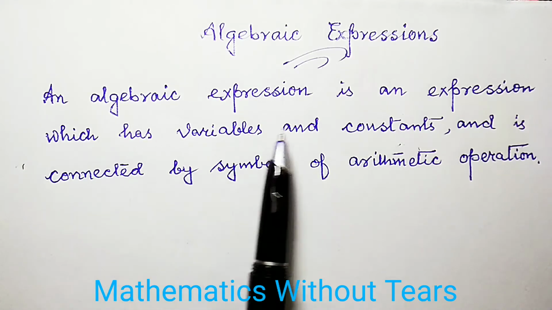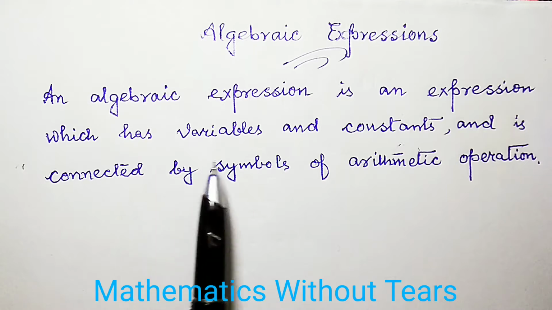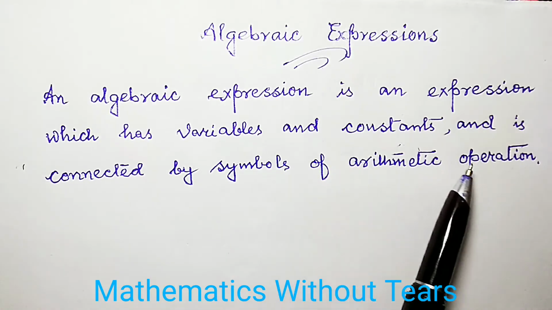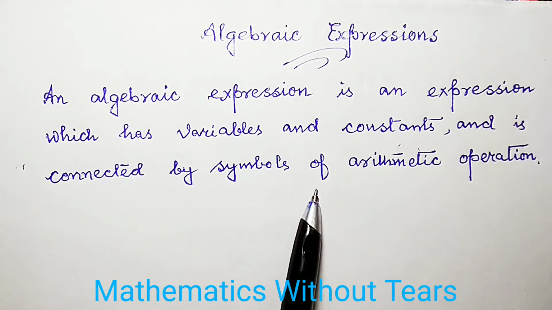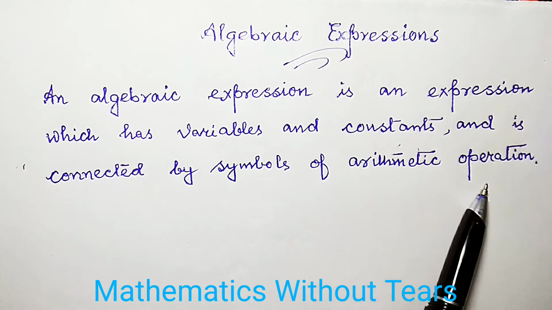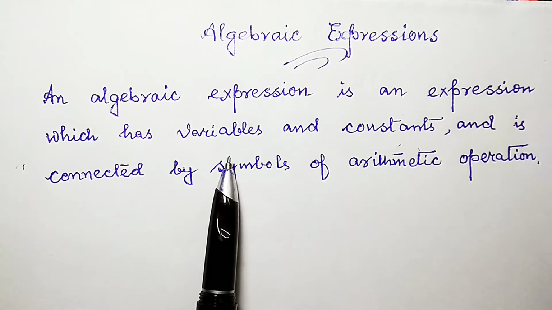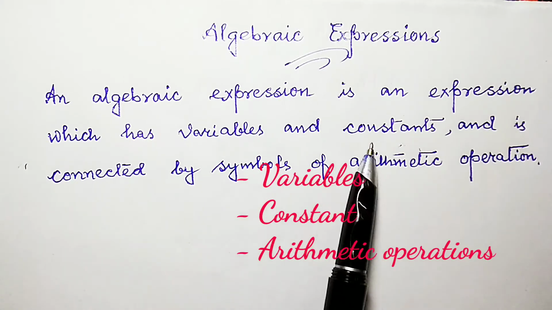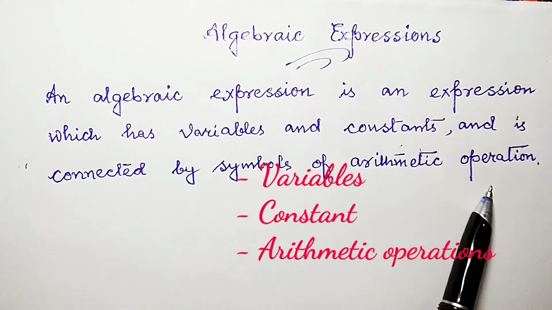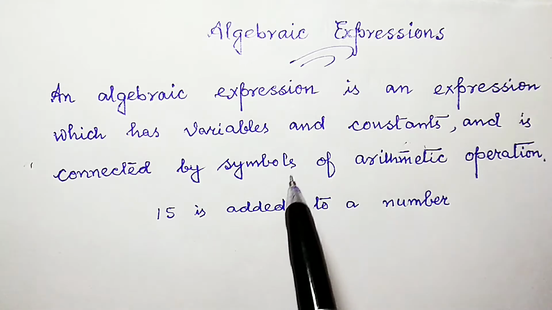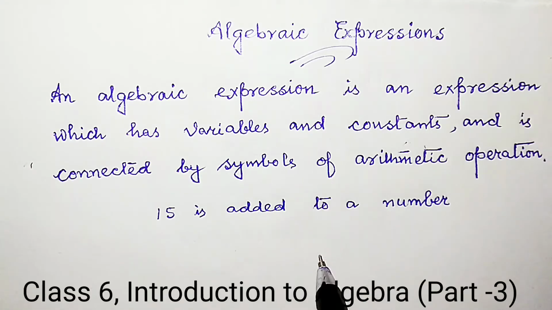Now what is an algebraic expression? An algebraic expression is an expression which has variables and constants and is connected by symbols of arithmetic operation. So to understand this definition, we need three terms: variables, constants, and symbols of arithmetic operation. Let me explain the definition using one example.